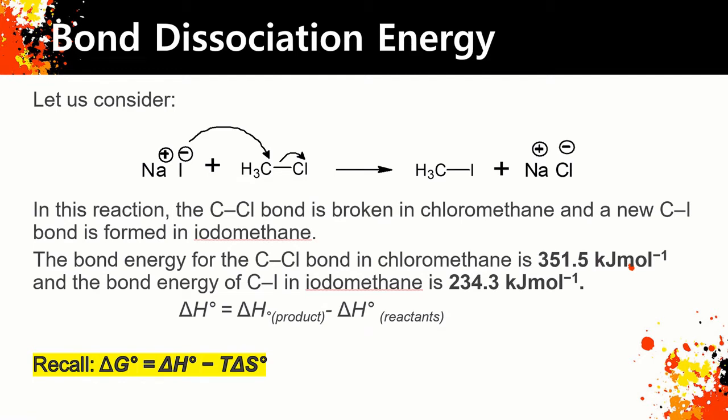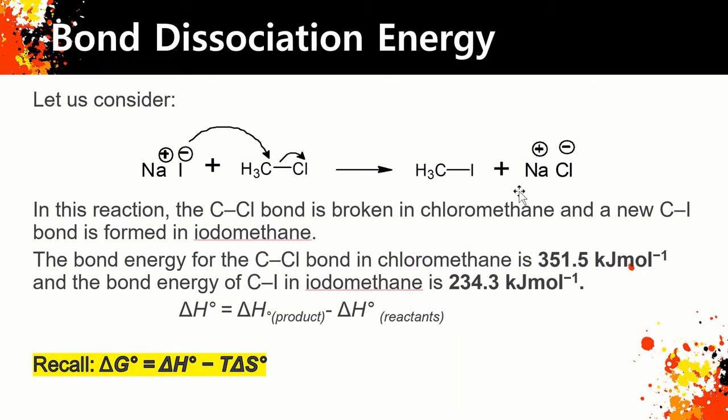So let's look at bond dissociation energy. Let's look at this reaction with sodium iodide and methyl chloride. In this reaction, we have a C-Cl bond. It's broken, so the arrow starts here. That means the iodide is being nucleophilic. It attacks our carbon here, and this C-Cl bond is broken, as is evidenced by the arrow starting here and ending on the chloride ion.